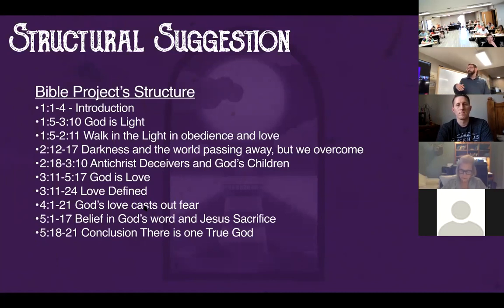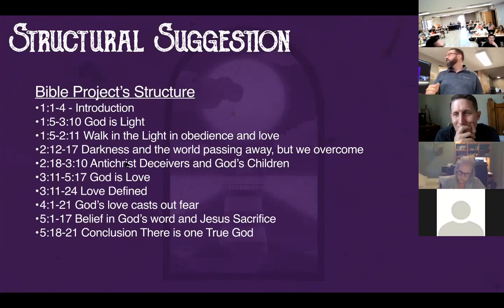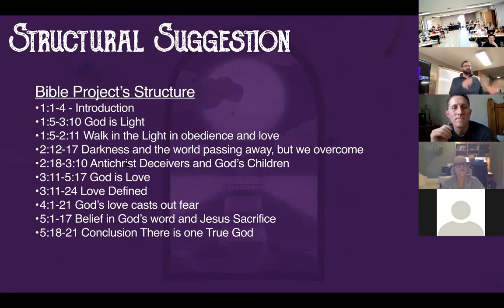And to break down that one big section, they break it down into three sections. So chapter 1 verse 5 to chapter 2 verse 11 is talking about walking in the light in obedience and love. So that's the main focus of that section. Chapter 2 verse 12 through verse 17 talks about the darkness and the world that is passing away, but that we, the believers in Jesus, overcome. We overcome that.